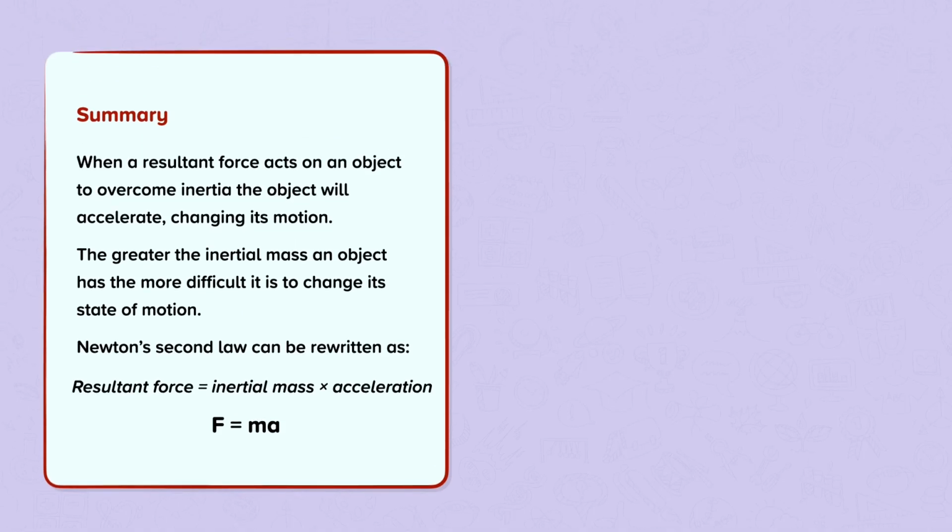Summary. When a resultant force acts on an object to overcome inertia, the object will accelerate, changing its motion. The greater the inertial mass an object has, the more difficult it is to change its state of motion. Newton's second law can be rewritten as resultant force equals inertial mass times acceleration.